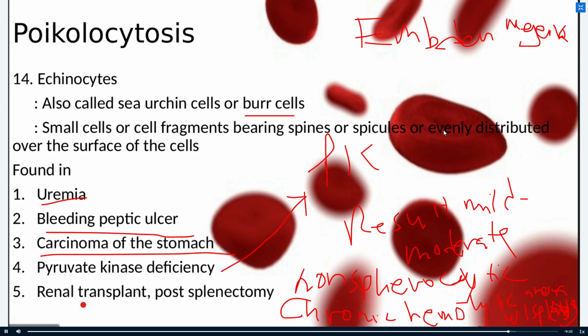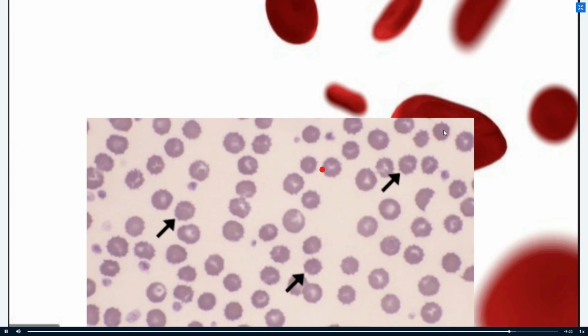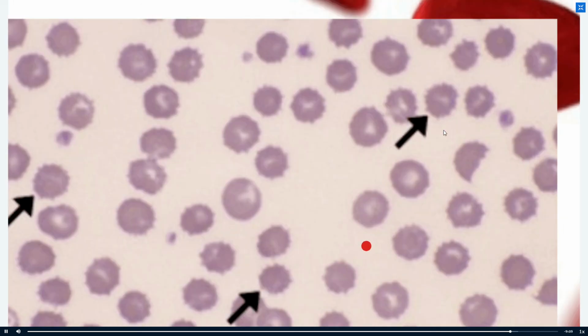Then we also have renal transplant and post-splenectomy. Okay, so ito itsura nila, class. They would appear parang sea urchin. Burr cells, in other name.